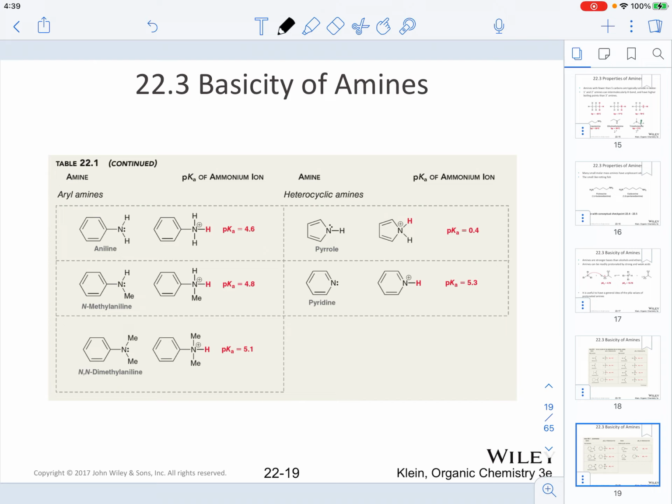This is a little bit different because if you look at these amines that are heterocyclic amines or aryl amines, the pKa values are actually lower when they get protonated, so they are going to be slightly more acidic than the ones presented in the previous slide.